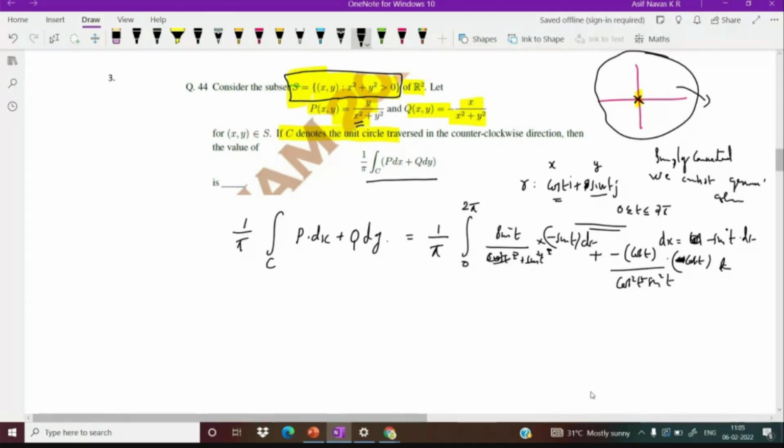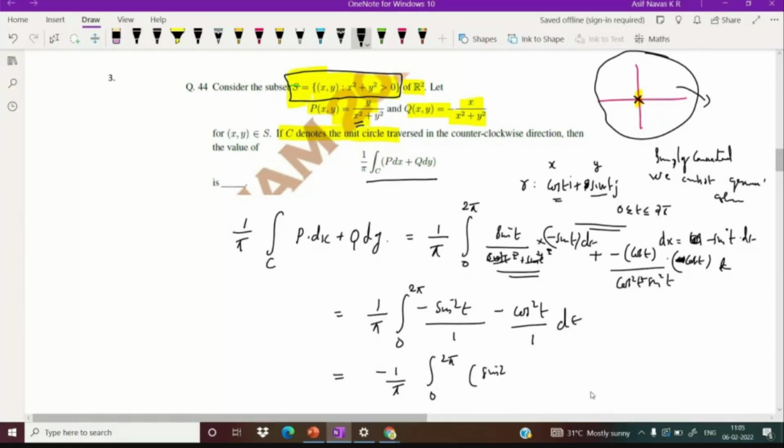So cos square t plus sin square t is 1. So this can be written as 1 by pi integral 0 to 2 pi of minus sin square t divided by 1, plus minus cos square t divided by 1. So this is minus 1 by pi integral 0 to 2 pi of sin square t plus cos square t divided by 1 dt. So sin square t plus cos square t is 1. So minus 1 by pi integral 0 to 2 pi dt. So this is minus 1 by pi into 2 pi. So this is equal to minus 2.